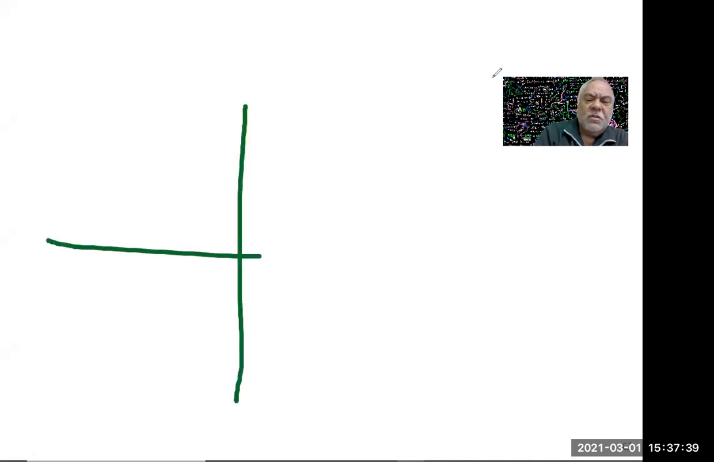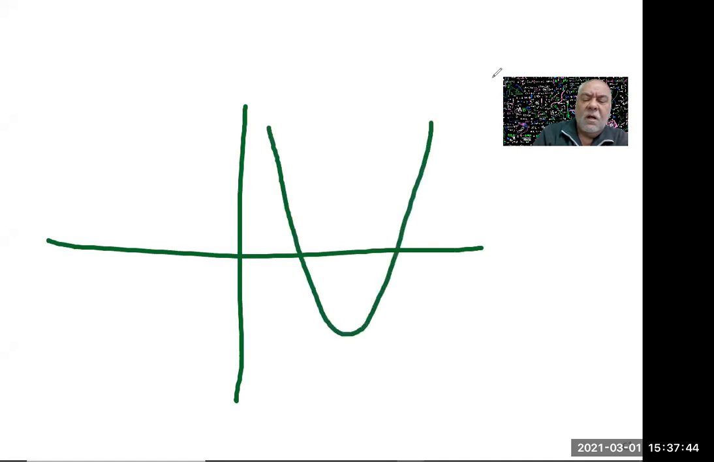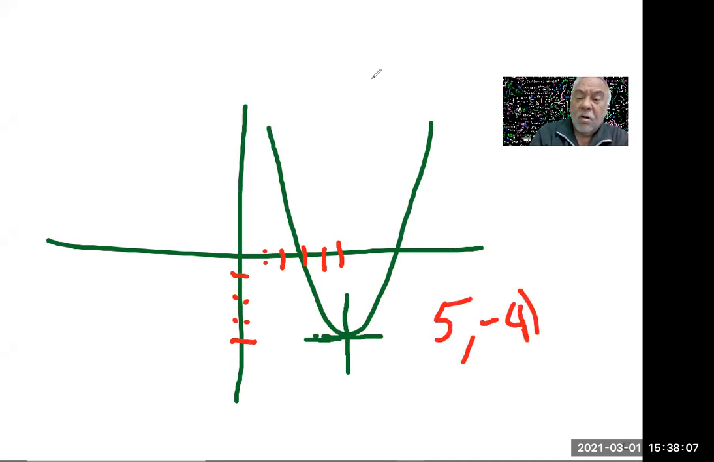Sometimes you might be asked, where's the vertex? Okay? The vertex is right here. Okay? It is right there. So all you have to do is count 1, 2, 3, 4, 5 on the x value, 1, 2, 3, 4 on the y value. So the vertex would be at 5, -4.